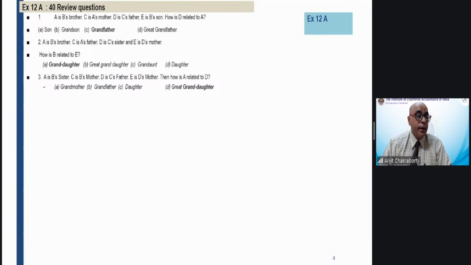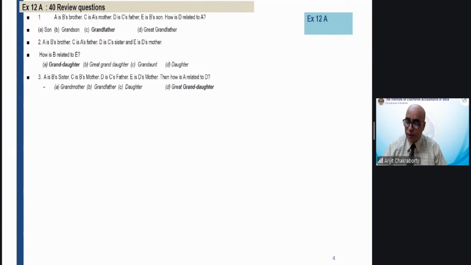Next, we have D is C's father. So D is the father of C, which means D is male. Finally, we have E is D's mother. So again, multiple generations. That means E is female. The question is, how is A related to D? So if we see the chain of relationship, blood relations, A is the sister of B. So A is female. A and B are siblings. A and B are of the same generation.